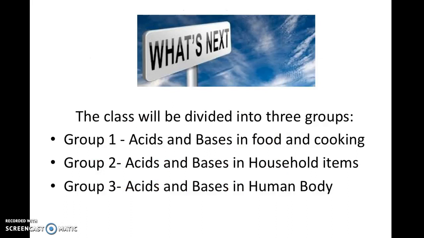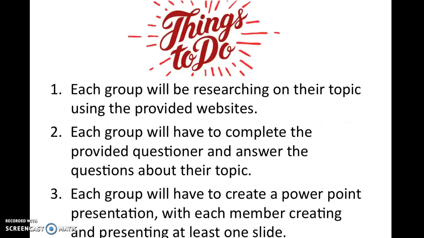So, what's next? For our next project, we will divide the class into three groups. Our first group will be doing research on acids and bases in food and cooking. Our second group will work on acids and bases in household items. And the third group will work on acids and bases in the human body. So what are the things you guys need to do?